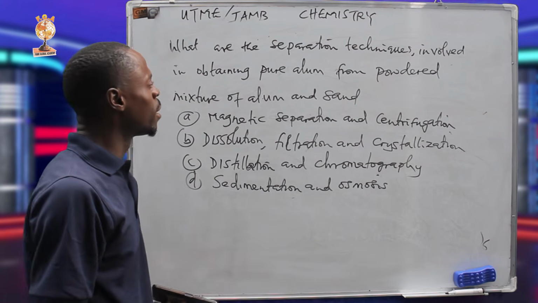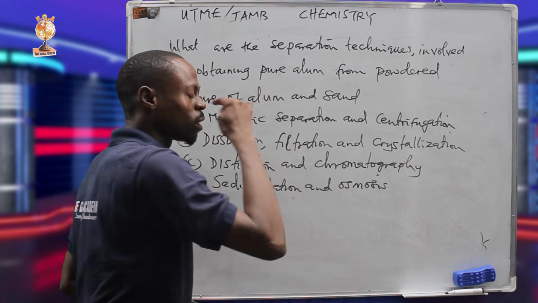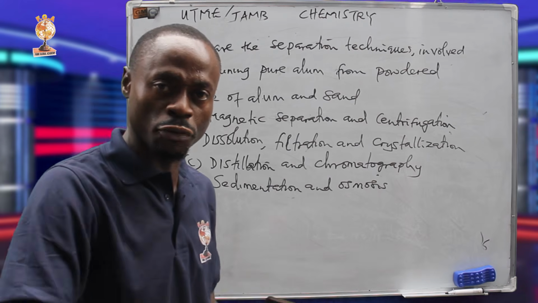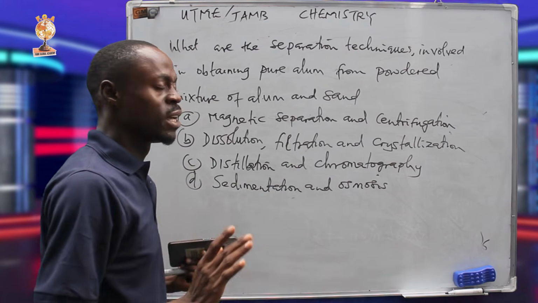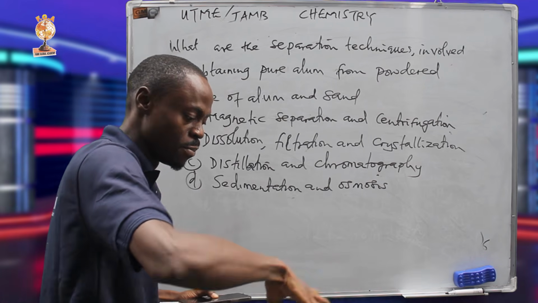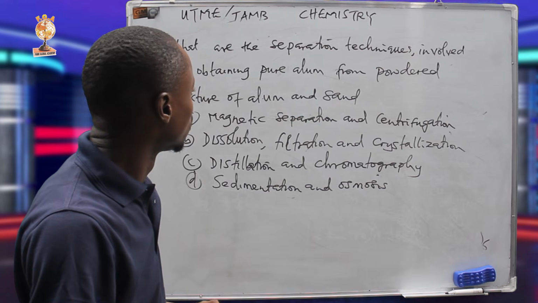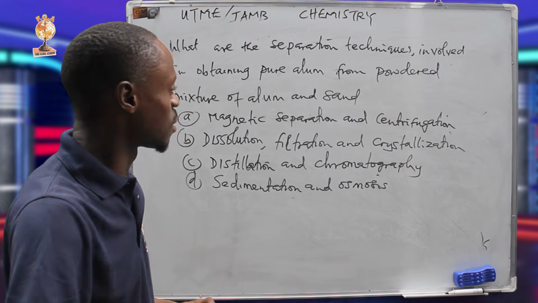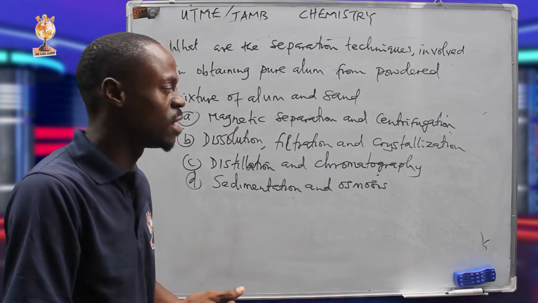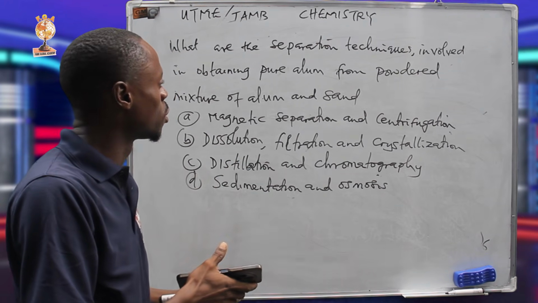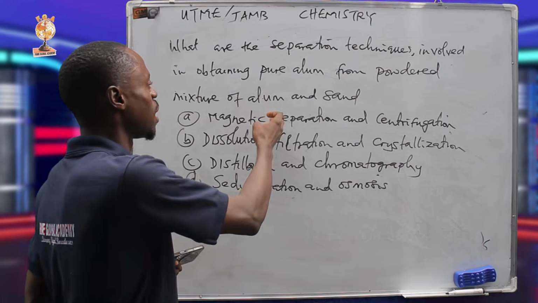So it simply means, when they are telling us that the alum is in the powdered form, it has been ground into fine powder, while the sand still remains the way it is, and both of them have been mixed. Now, they are mixtures because they are two different substances that have been joined together. That is, they have been mixed. But because they are mixtures, there are some methods we can adopt to separate them.